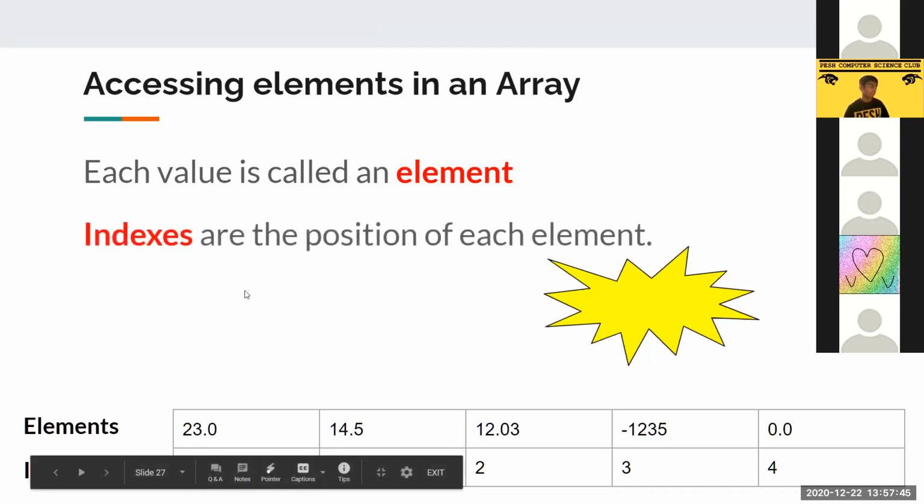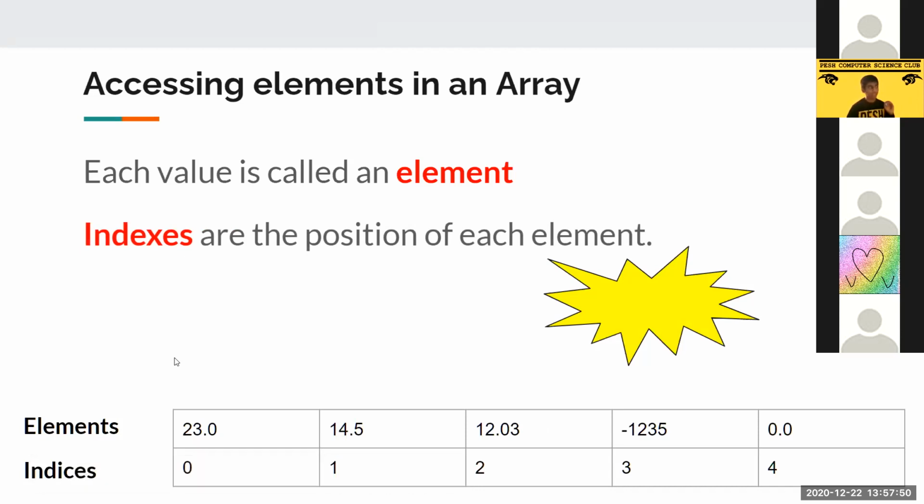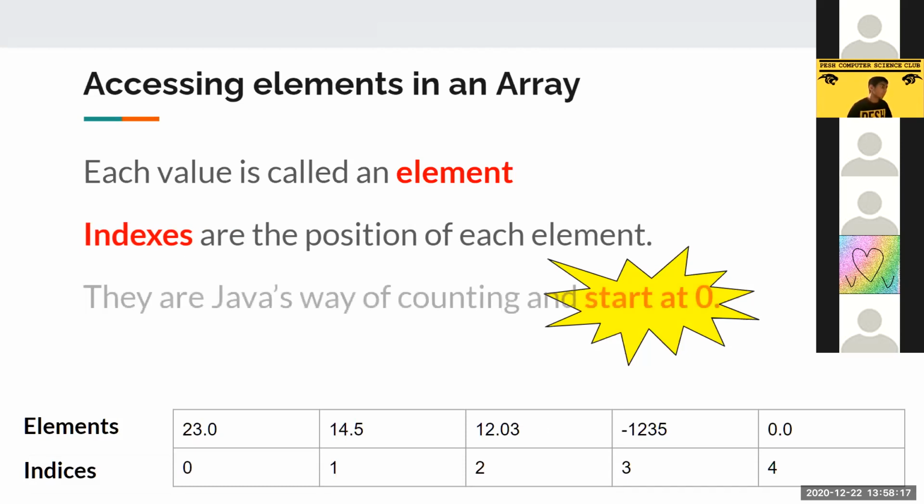And similarly to how Ishan covered indexes in strings, Java works the same way. Indexes start at 0. If you look down below at 23.0, that's at index 0 because Java will start counting at 0. 14.5 is at index 1, 12.03 is at index 2, negative 1,235 is at index 3, and 0.0 is at index 4. But at index 5, there's nothing. And if you were to try to retrieve index 5, Java will give you an error.